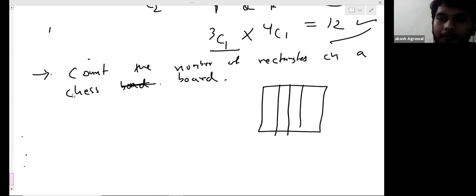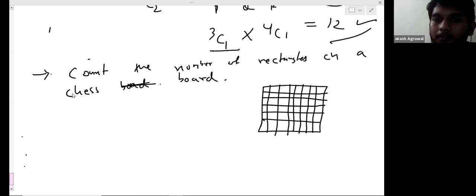Okay. 1, 2, 3, 4. One more line. This is the way a square board is, right? And 8 lines like this. 8, yes. Okay, it's drawn rather badly, but this is what it is.